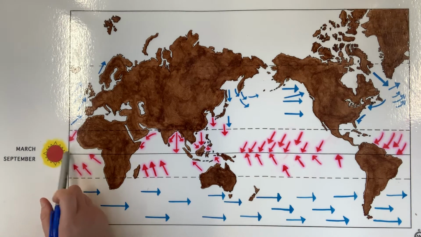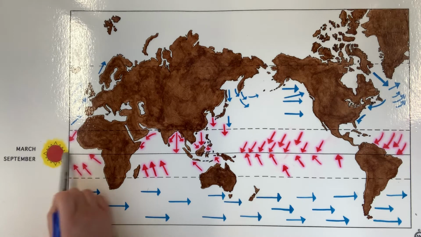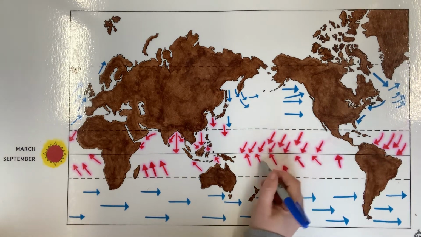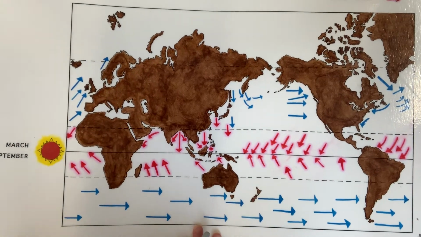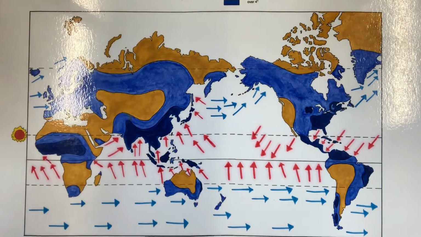Right, let's go back to the sun. So here we see the perpendicular rays of the sun are at the equator, and all the steady winds are traveling towards the equator. Well, I have another chart to show you.